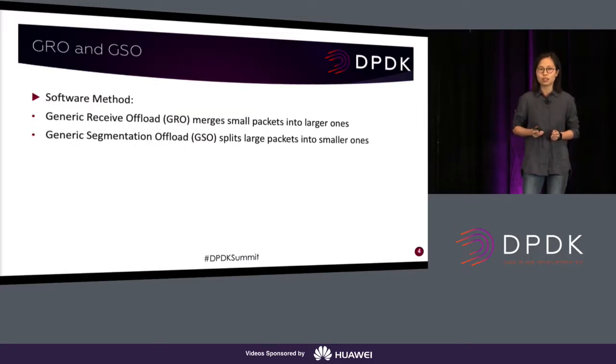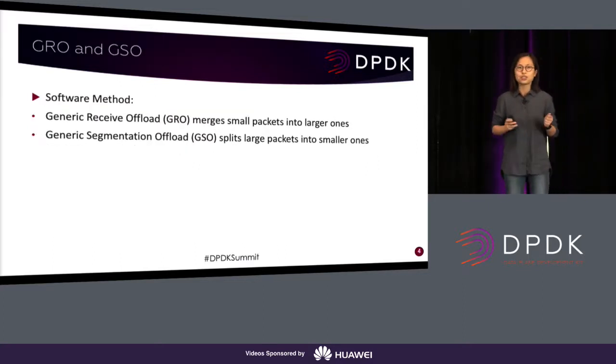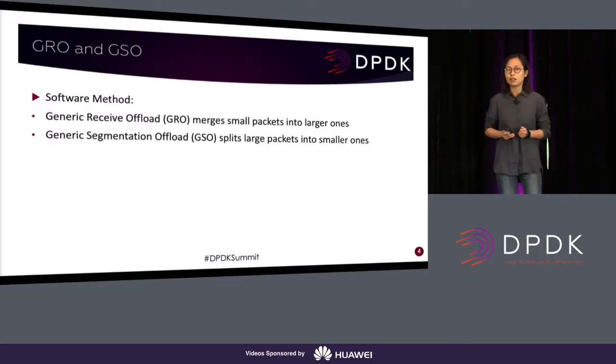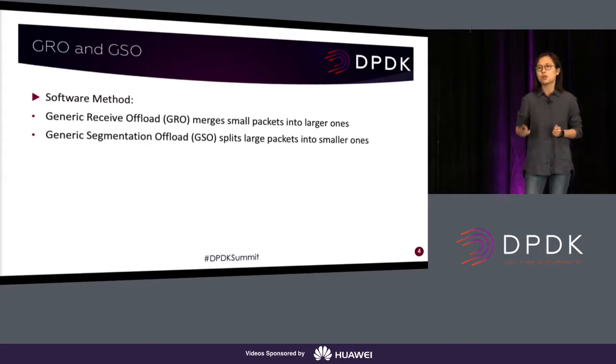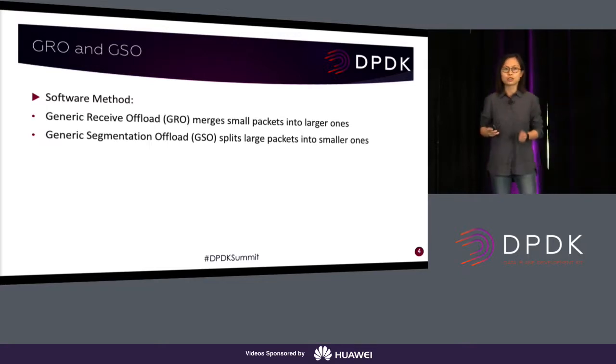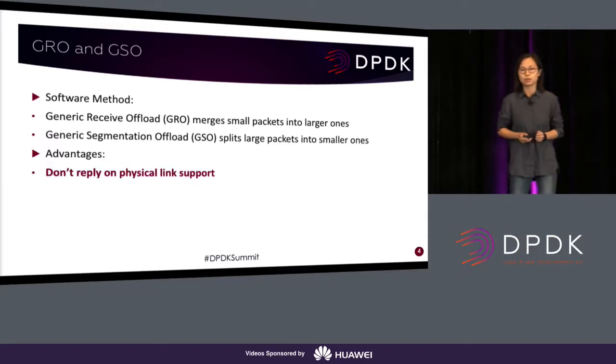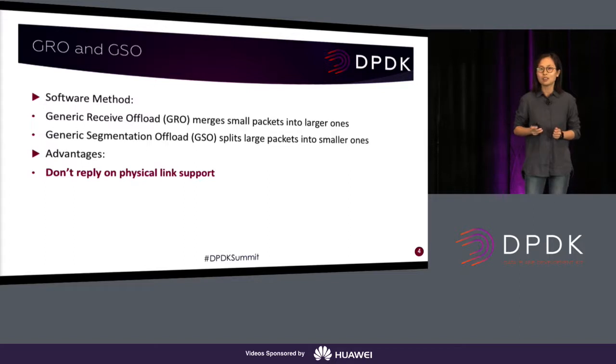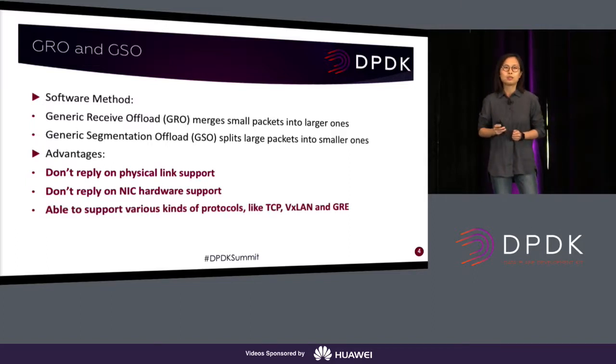And the third method is the software method. It's GRO. The full name of GRO is Generic Receive Offload, which merges small packets into larger ones. And Generic Segmentation Offload, GSO, splits large packets into smaller ones. Compared with the previous two technologies, GRO and GSO have three advantages. The first, they do not depend on physical link support. Second, they do not depend on NIC support. And finally, they are able to support various kinds of protocols.